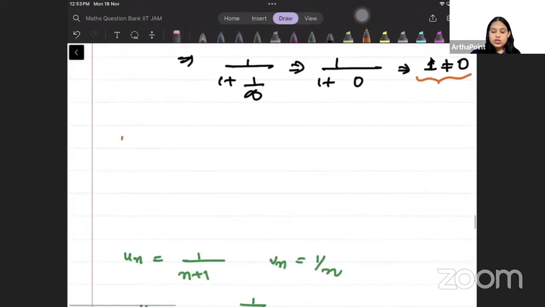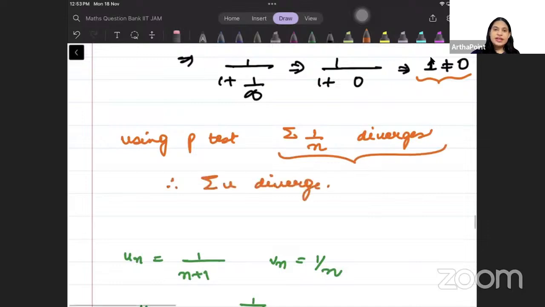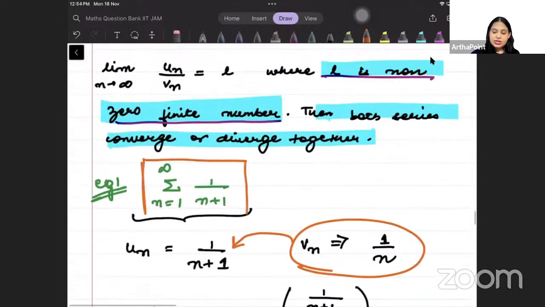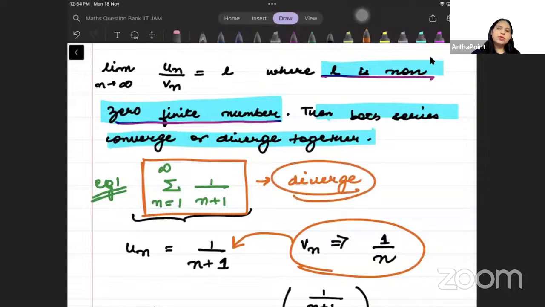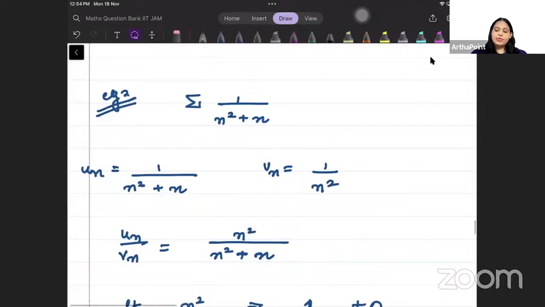And I know using p-test, summation 1 by n diverges. The power is 1, it is less than or equal to 1, so it will diverge. So this diverges, right? So therefore, summation U will also diverge. माने ये जो सीरीज हमने यहाँ पे लिया है, this should also diverge, right? Okay, let us take one more example here.